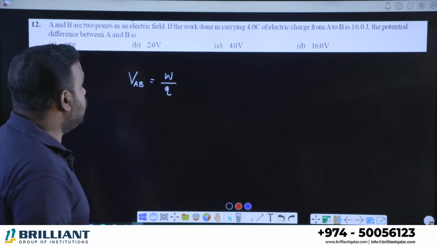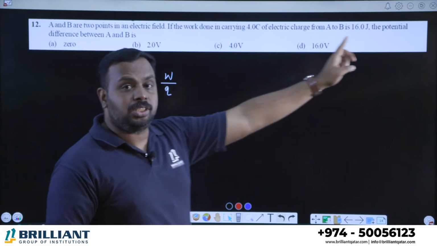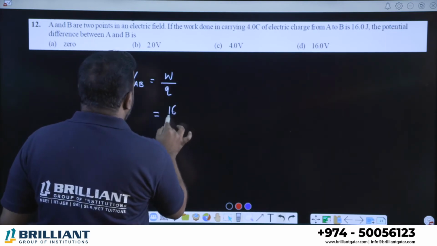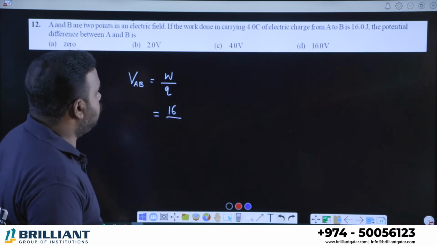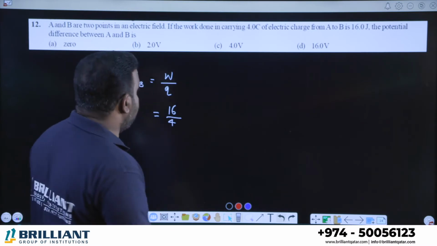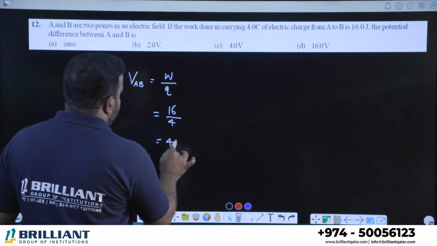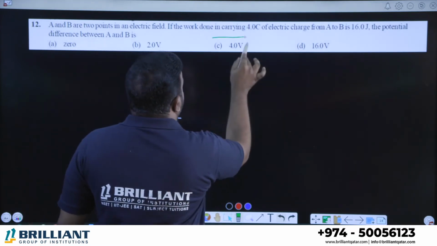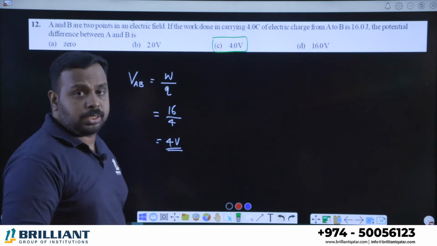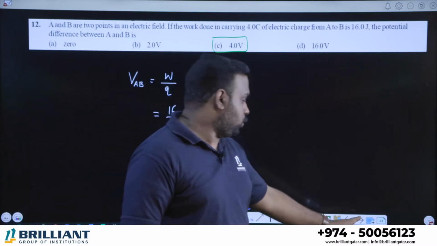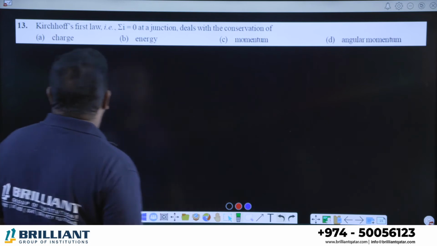Very simple question. So what is the work here? Work is 16 joule, right? 16 divided by charge 4 coulomb. So 16 by 4 will be 4 volt. Very simple question. Answer is option C, right? Option C. I hope there is no doubt about this. Very simple calculation of potential difference. Okay, so I'm going to the next question, number 13.